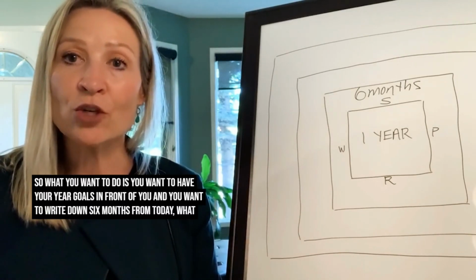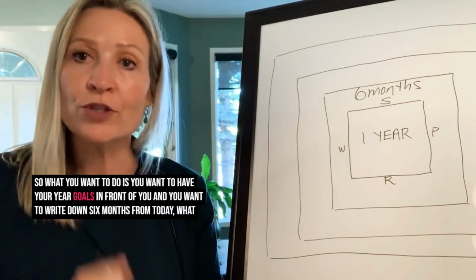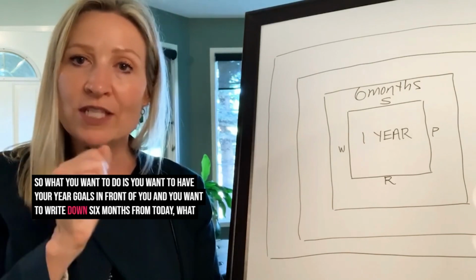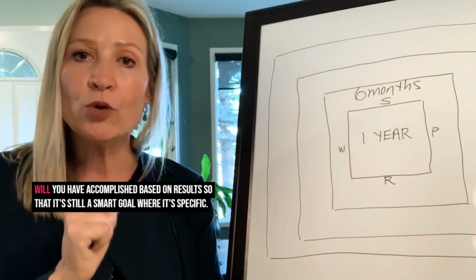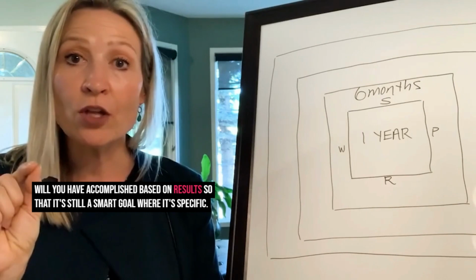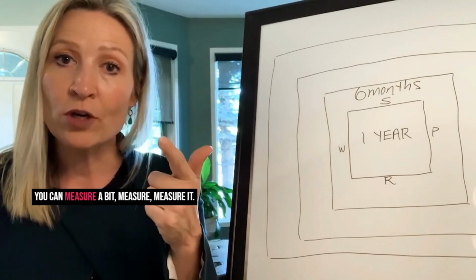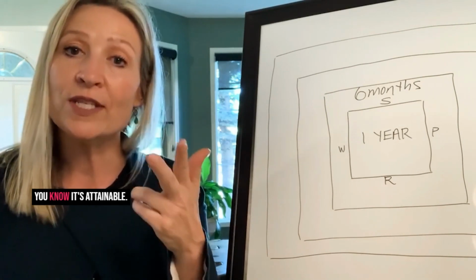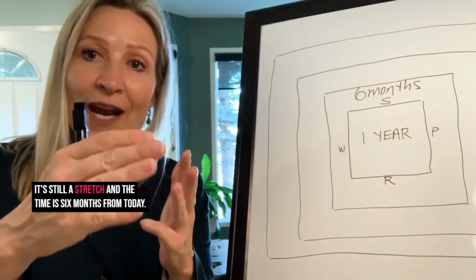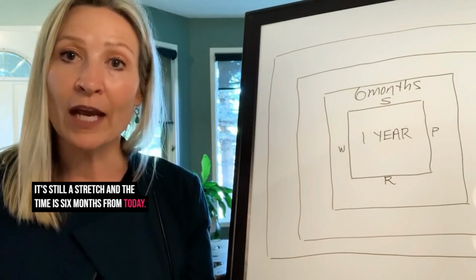So you're going to do that. What you want to do is have your year goals in front of you, and write down 6 months from today, what will you have accomplished based on results, so that it's still a SMART goal where it's specific, you can measure it, it's attainable, it's still a stretch, and the time is 6 months from today. Okay.